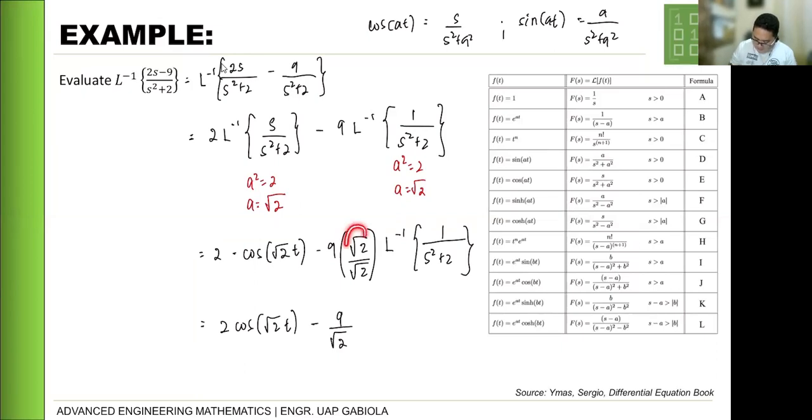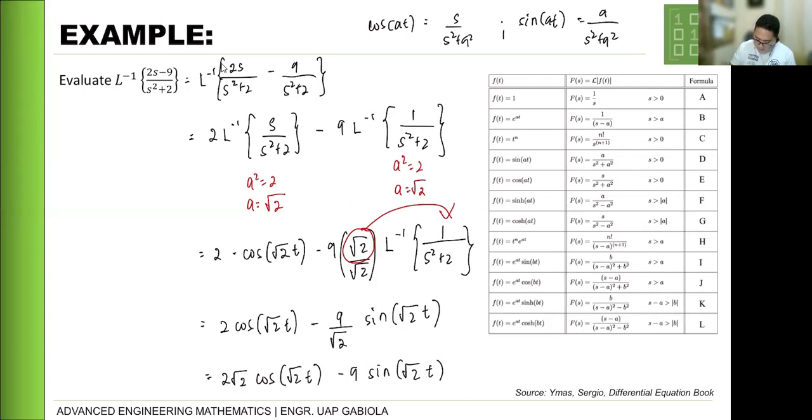We just assume na nandun na siya sa loob, para hindi ko na siya i-rewrite. So this will be, again, sine of square root of 2t. Okay? So to simplify this, you just need to multiply each term by square root of 2. So this will be 2 square root of 2 cosine of square root of 2t minus 9 sine square root of 2t. So this will be your final answer for this problem. So, yeah, that's it. This is the first 3 examples para dun sa inverse Laplace transform natin.